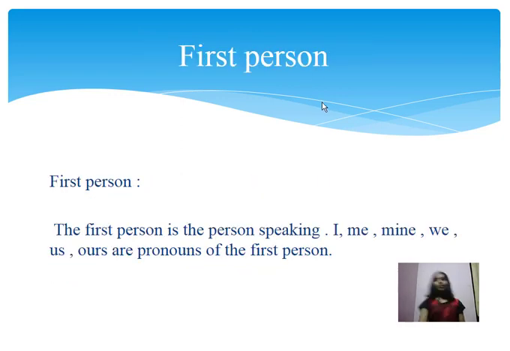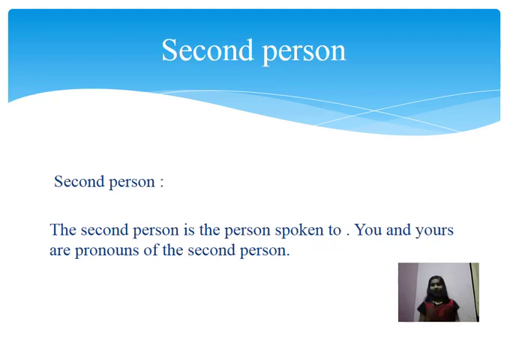Then, first person. The first person is the person speaking. For example, I, me, mine, we, us, ours are pronouns of the first person. Then, second person. Second person is the person spoken to. For example, you, yours are pronouns of the second person.